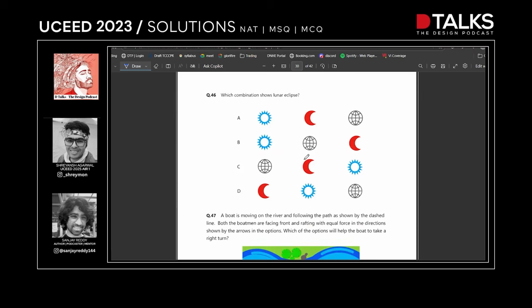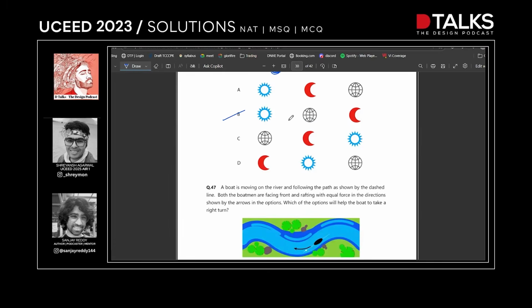Correct. Which combination shows lunar eclipse? So lunar eclipse means you are not able to see the moon. Lunar refers to the moon. That can only happen when the earth is between the sun and the moon. That's happening only in B.